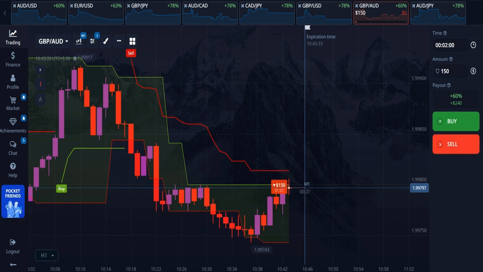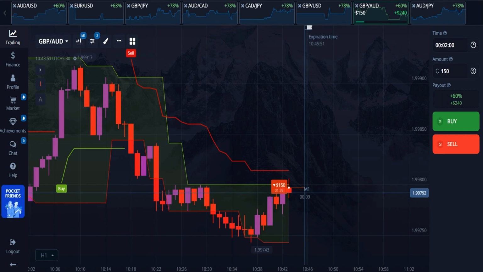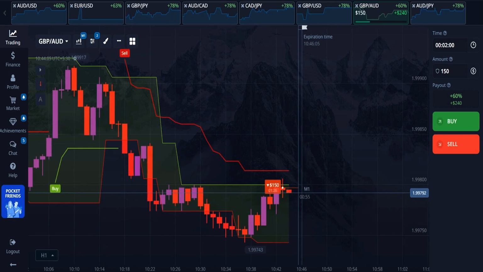We have entered a sell trade based on our trading strategy, and here's why. SuperTrend indicator has given a sell signal. Price touched the upper line of the Fractal Chaos Bands. Market is in a strong downtrend, and we always trade with the trend for higher accuracy.